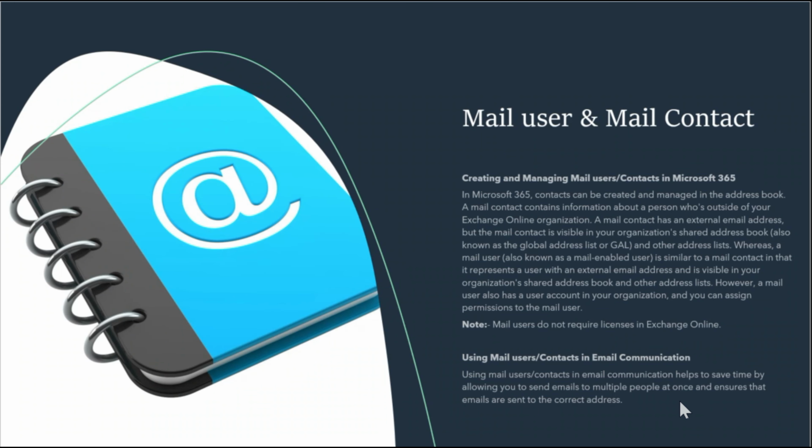And if we talk about a mail user, it is similar to a mail contact in that it represents a user with an external email address and is visible in the address book. However, a mail user has a user account in the organization and you can assign permissions to them. Please note, mail users also do not require licenses in Exchange Online. So leveraging mail users or mail contacts in email communication helps to save time by allowing you to send emails to multiple people at once and ensures that the emails are sent to the correct address.